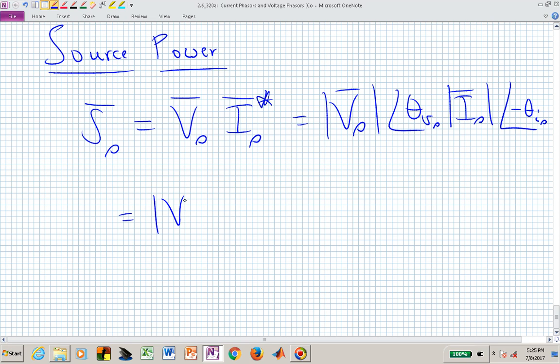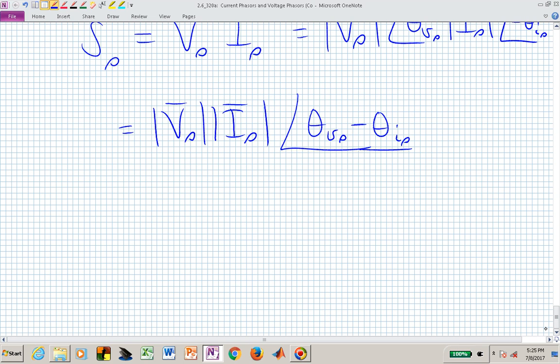So now we have V sub s, I sub s, the magnitudes of those, at an angle of theta sub V sub s minus theta sub I sub s. So there's our polar form of the complex power of our source, written in terms of the magnitude and an angle. But that phasor can be written not in polar form, which is what we now have, but in rectangular form by expanding that phasor into its component parts.